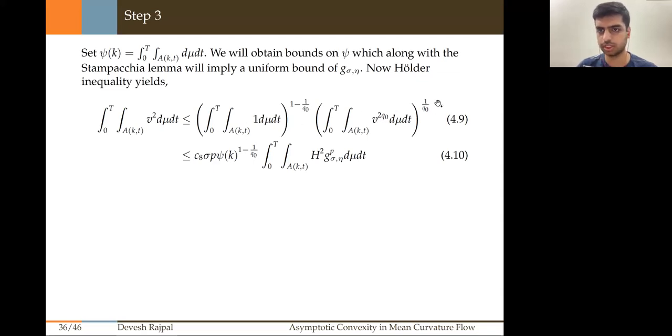So these are Holder conjugates, 1 by q naught and 1 minus 1 by q naught, and the multiplication of these is v. And I get my volume or area function here. This was the psi k we defined previously. So this is less than or equal to psi k raised to power 1 minus 1 by q naught, times some factors.